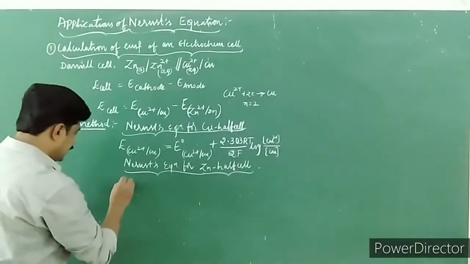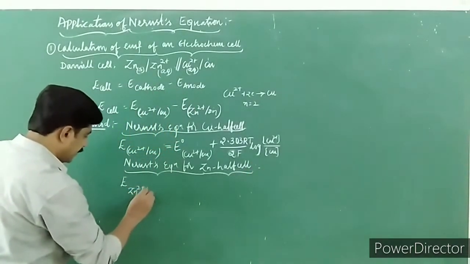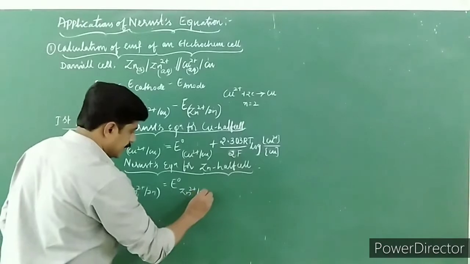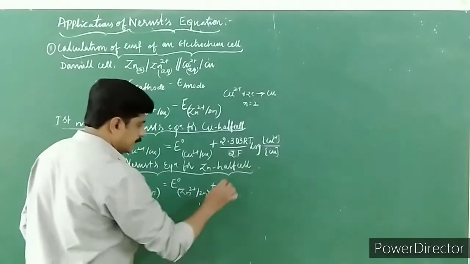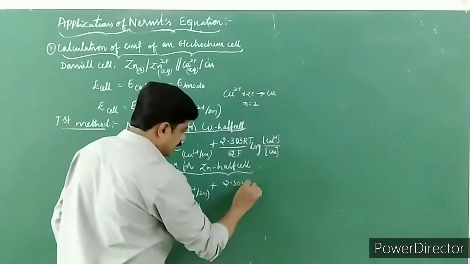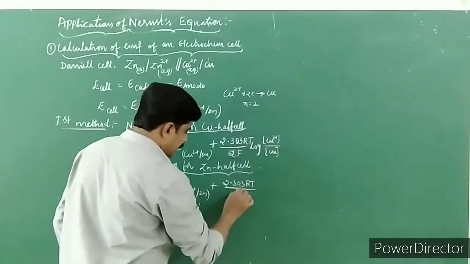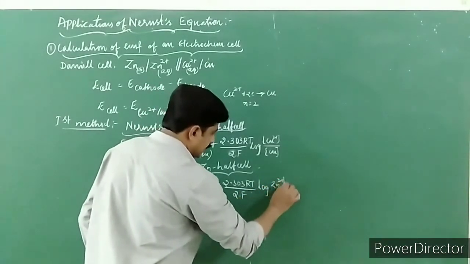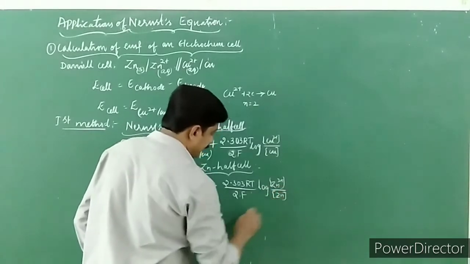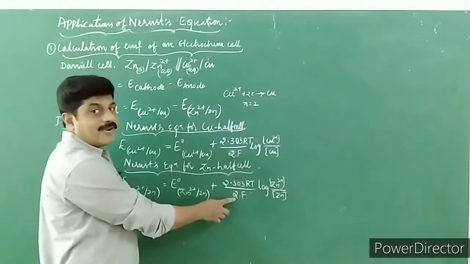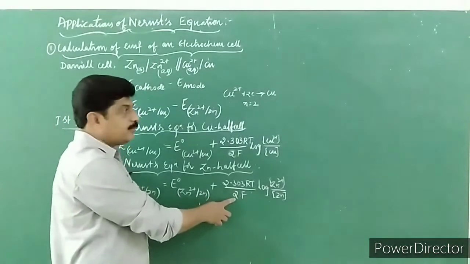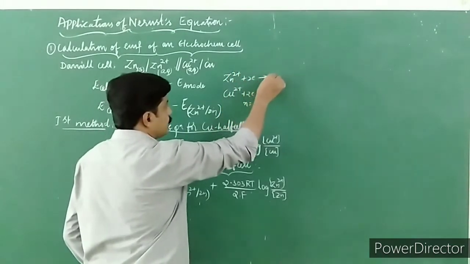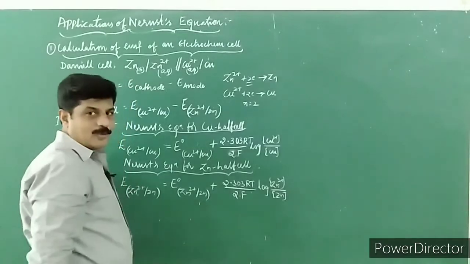How do I write? E Zn2+|Zn = E° Zn2+|Zn + (2.303 RT / 2F) log [Zn2+]/[Zn]. Look here, why did I write 2 here? It is the number of electrons gained for the reduction of Zn2+ ion. Zn2+ takes up 2 electrons and gets reduced to Zn, and hence n is equal to 2 here. Hope you got it.